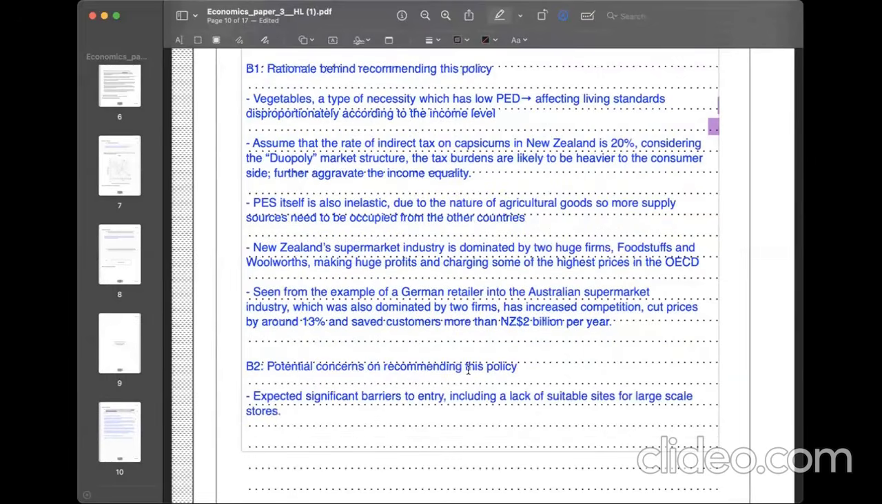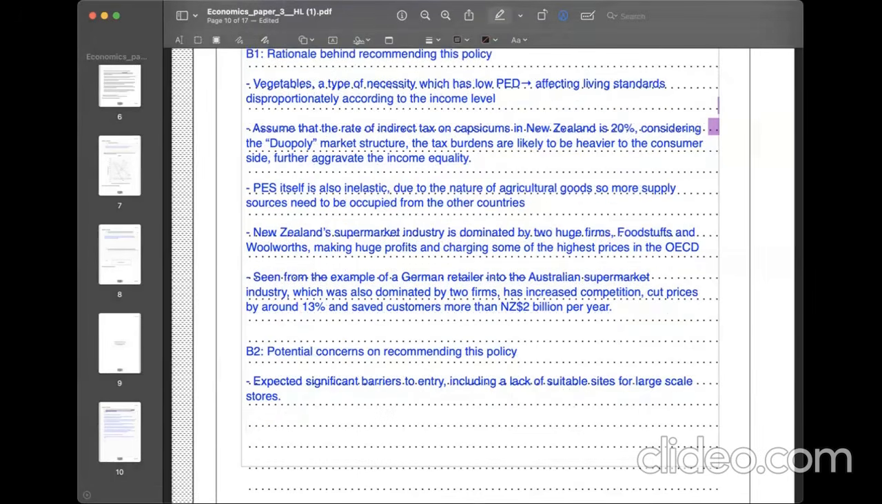First, I understand that there are significant expected barriers to entry, obviously, because for now most of the proper sites, proper locations, are occupied by the duopoly firms. So for new retailers, it's going to be quite difficult to find suitable sites for large-scale retail stores, things like that. That's already given as data. Now, in the short term, what is expected is that the domestic firms', the duopolies', profit will decrease.